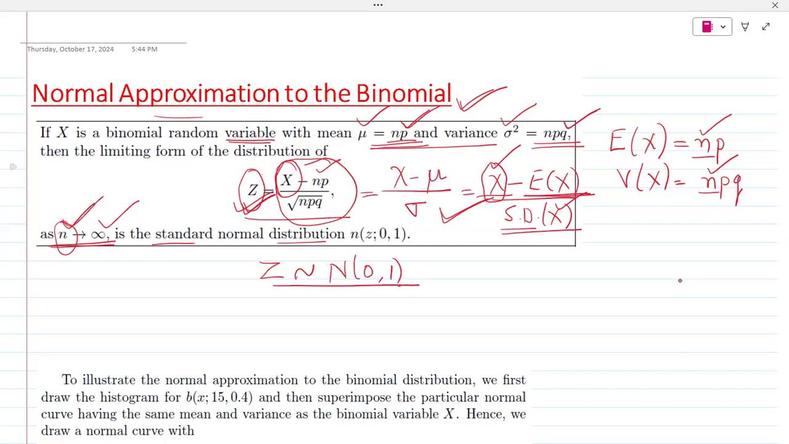Okay, so what is important here is that x is a binomial variate, but z will be a normal variate. I repeat, x is a binomial variate, and z will be a normal variate, provided n is sufficiently large. Okay, so this result is the base behind this concept of normal approximation to the binomial.